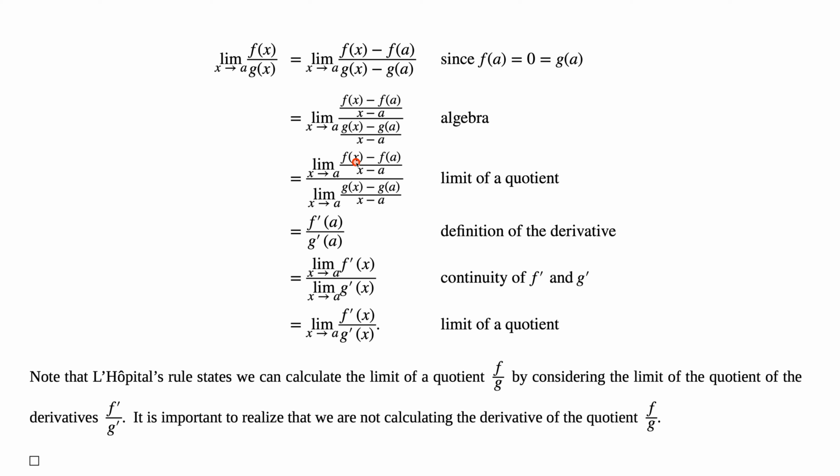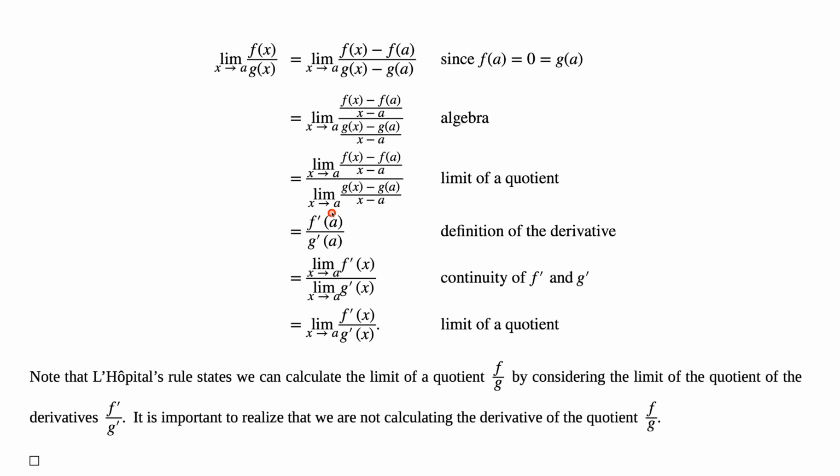Now looking at each respective limit, here in the top, this is by definition a derivative. A derivative of what? Of f. So we get f prime, and then at what point? At a. So this top is f prime of a. This bottom is likewise taking the limit of a difference quotient gives you g prime of a.